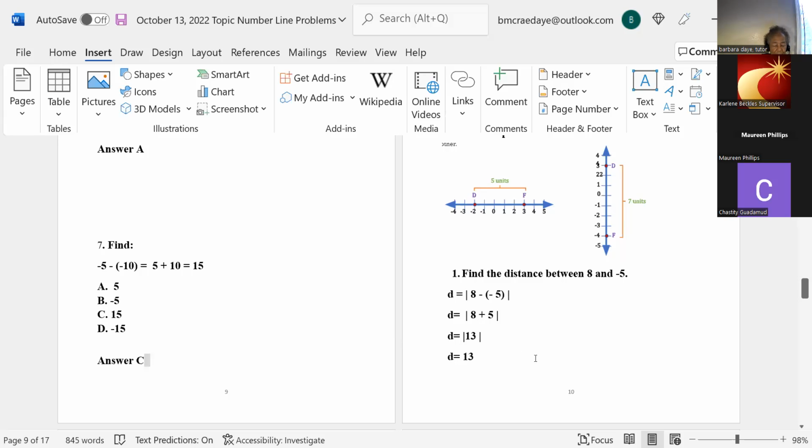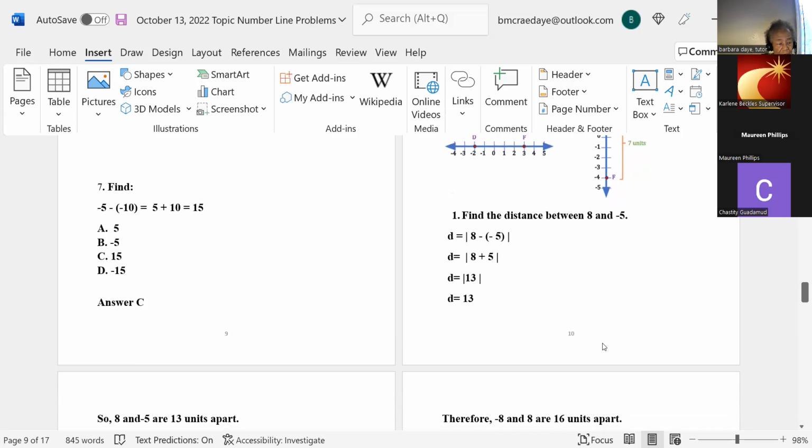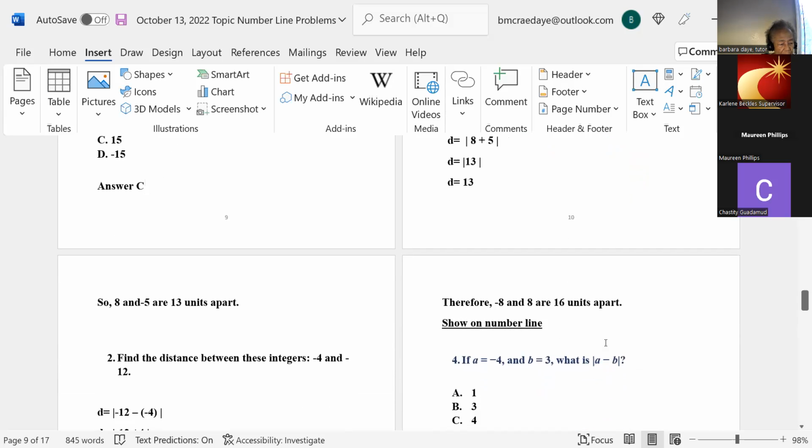So if you had a multiple choice question and you find the distance between numbers, they are always positive, never negative, because you're looking at distance. Distance is always absolute value. Absolute value means no sign. Okay. Now, Maureen.